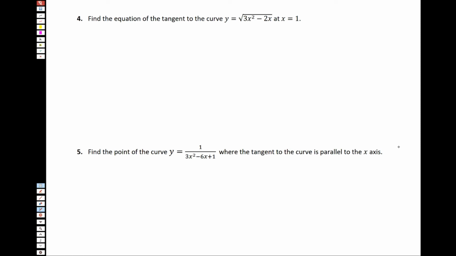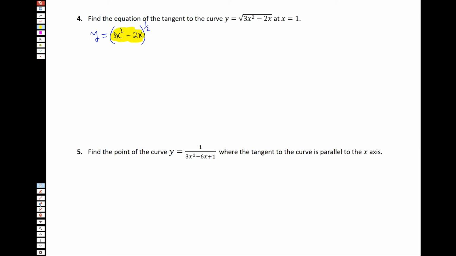So before we find the equation of the tangent, we can start by finding the gradient function. So we can start by finding a function that will give us the gradient of this curve at any point. So y will be equal to (3x² − 2x) to the power a half, if you rewrite that. And basically, this is the inside.